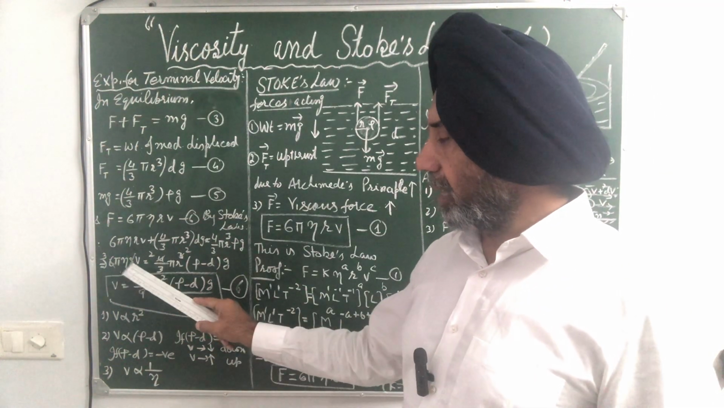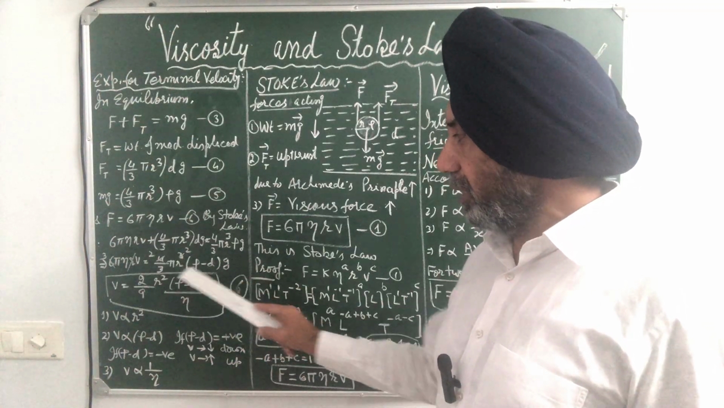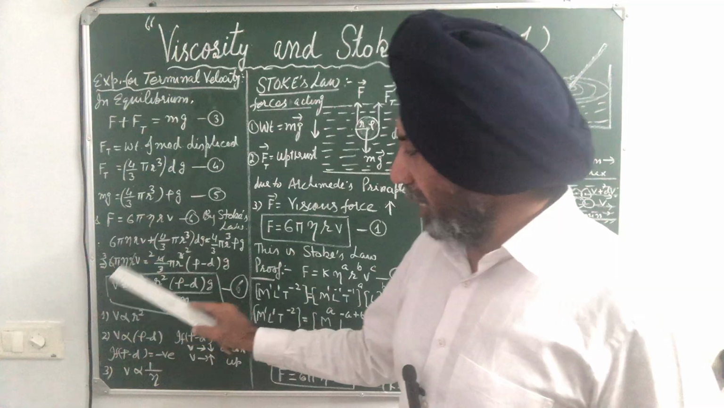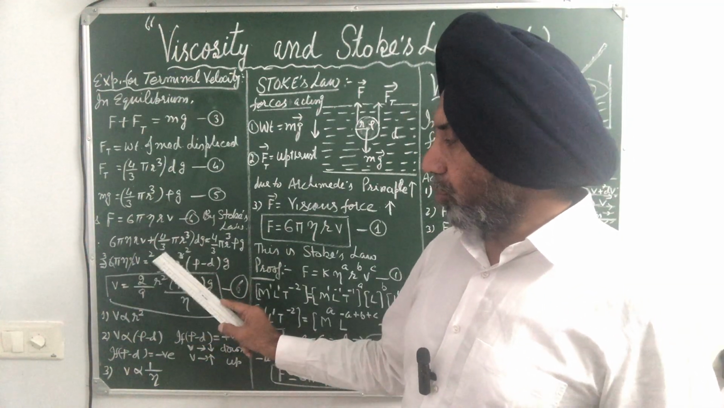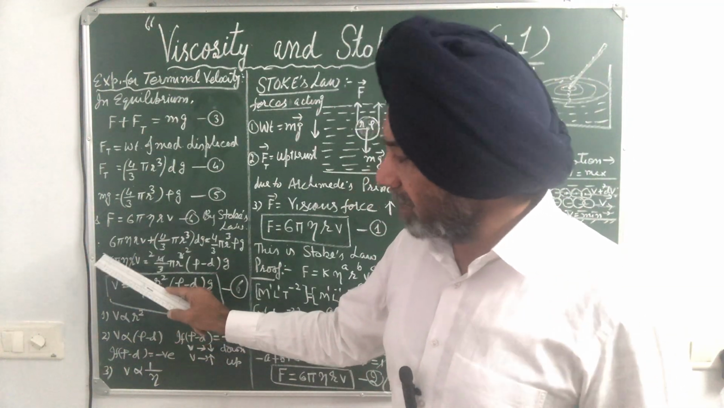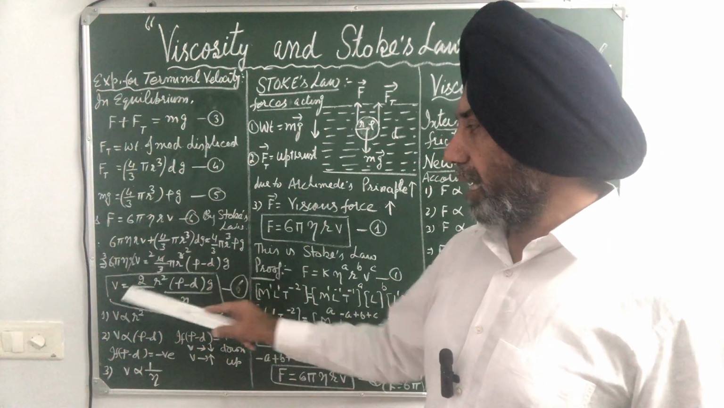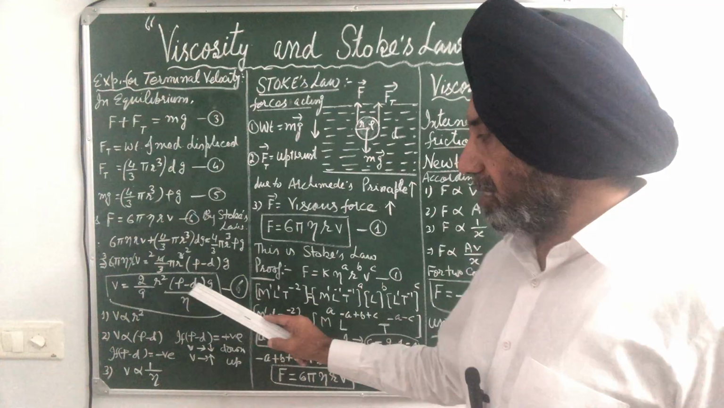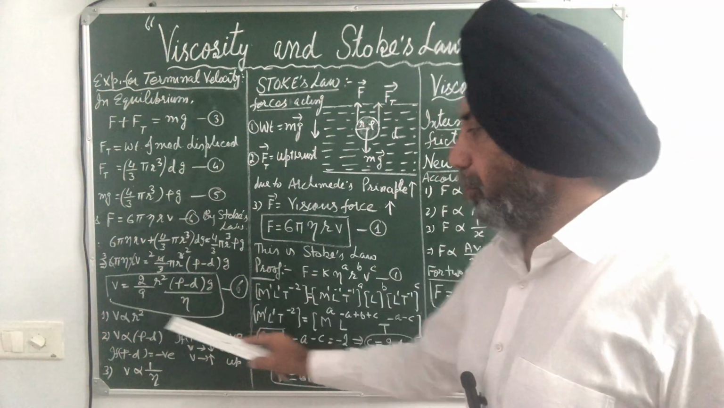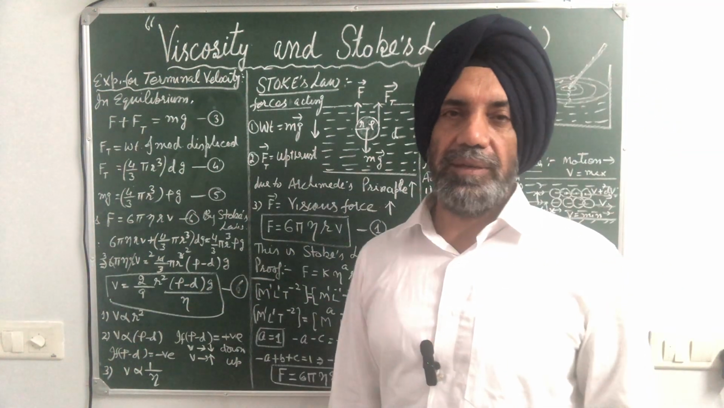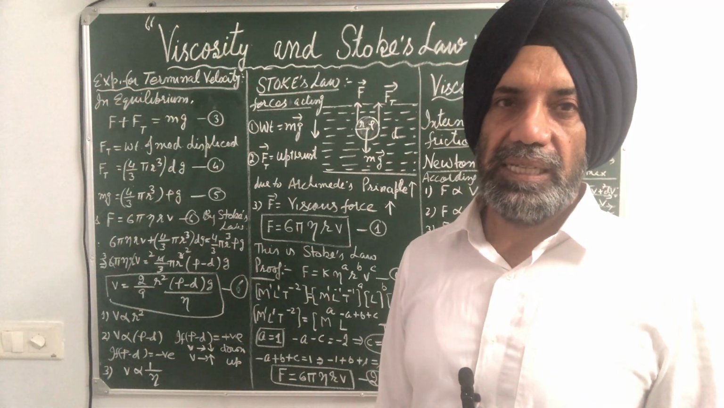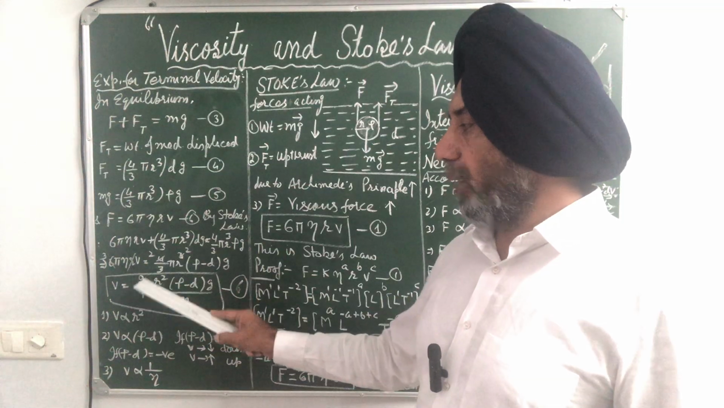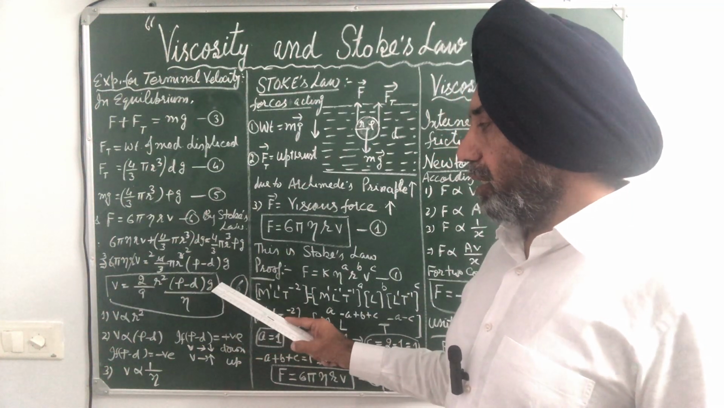Simplifying it, 6 pi eta rv is equal to 4 by 3 pi r cube, common, rho minus d into g. So pi cancels, the 4 cancels with 2, and here we have 6 and 3, so one r cancels, so v is equal to 2 by 9 r square rho minus d into g upon eta, a very important expression for terminal velocity in accordance with Stokes law. So v is equal to 2 by 9 r square rho minus d into g upon eta.